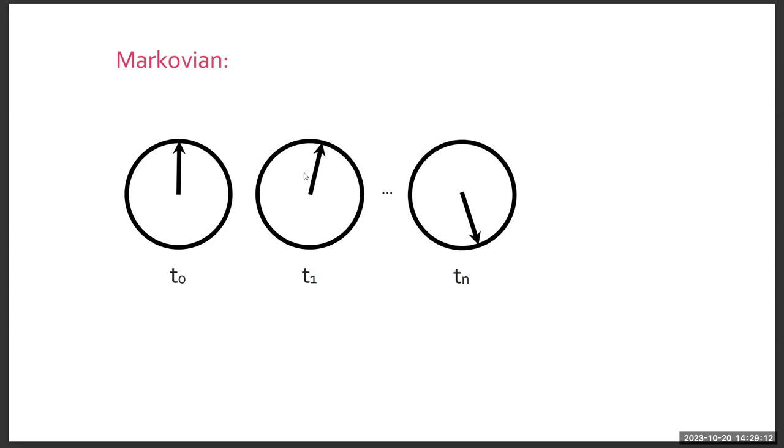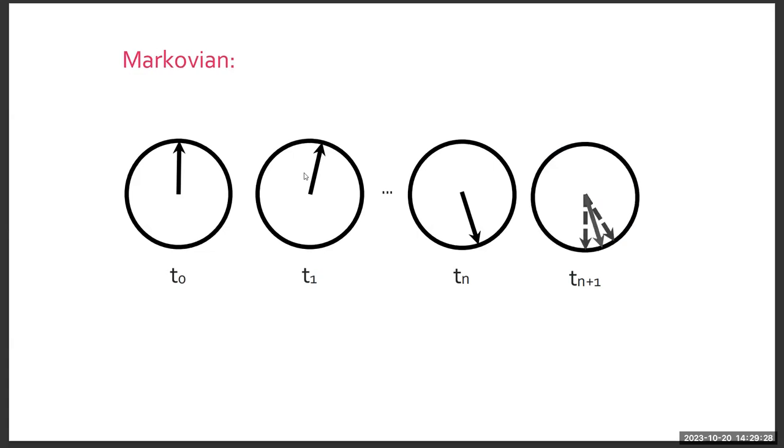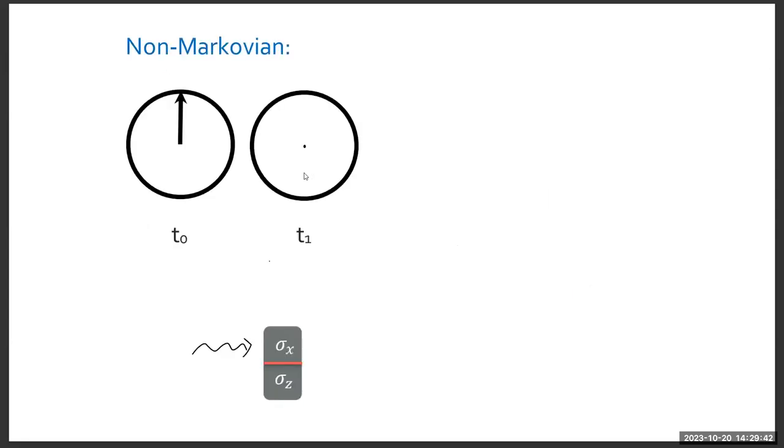And then if I am in this position, I can ask you, what will happen in time n plus one? What would you say? Well, you just have these two probabilities. You can be here or there. So I didn't have to tell you anything about what happened in between. You were able to tell me what happens in time n plus one. Markovian, okay.